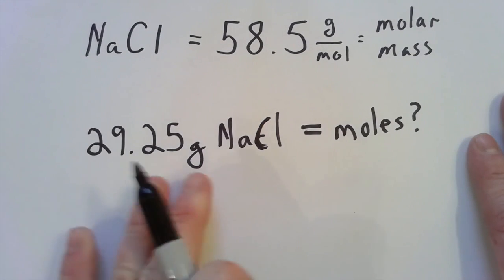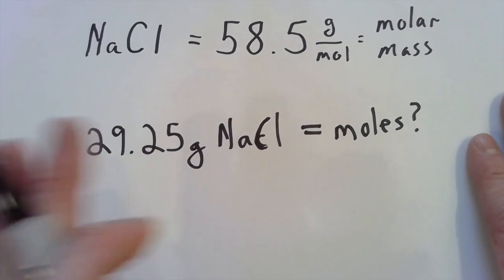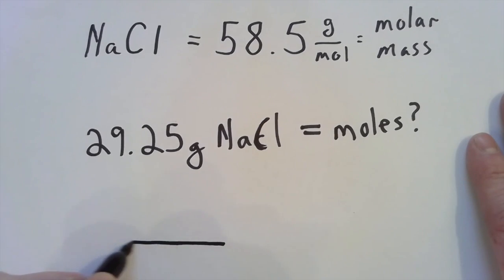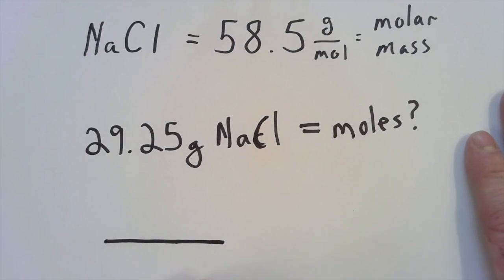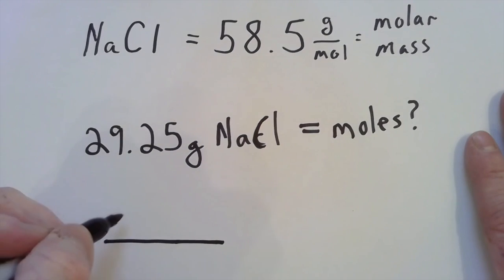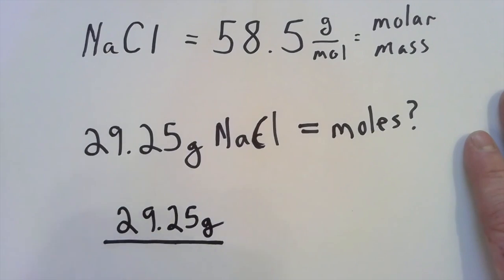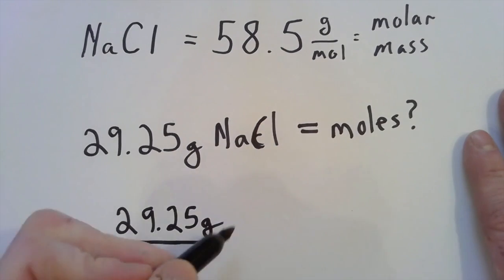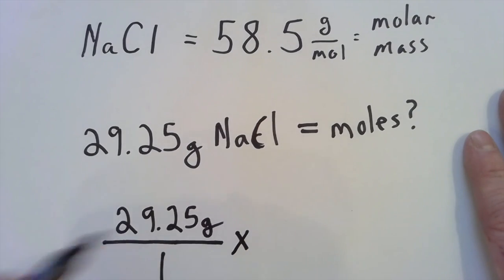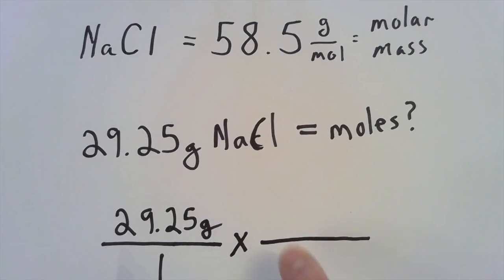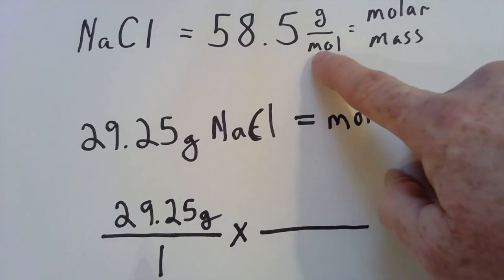So here's how you set the problem up. Start with what you know. I gave you 29.25 grams of salt. That's what we're going to start with. Now, to think about that, we're going to go back to doing a little bit of multiplying by fractions here. So I'm going to say that 29.25 grams of salt is the same as saying 29.25 grams over 1. Agreed? Agreed. Now, we're going to multiply this by another fraction. But that fraction is going to be made up of the molar mass.